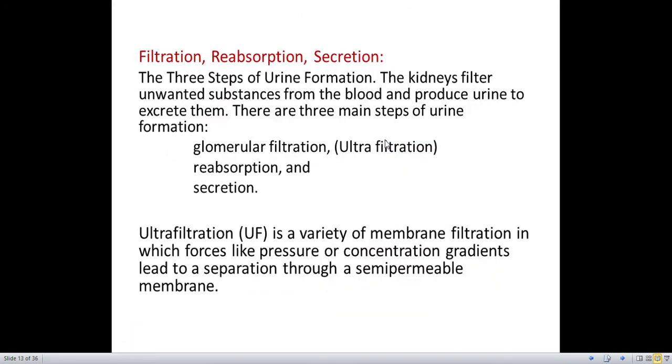Process of urine formation again: filtration, reabsorption, secretion. The 3 steps of urine formation. The kidneys filter unwanted substances from the blood and produce urine to excrete them. There are 3 main steps as I mentioned: filtration, reabsorption, secretion.